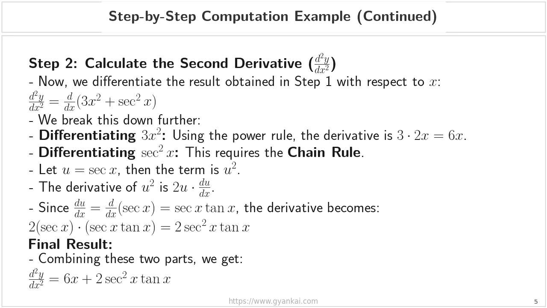Finally, we combine these two results to arrive at our final answer. The second-order derivative of the function is 6x plus 2 secant squared x tangent x. Please take a moment to review this process carefully, as the next slide will highlight some common mistakes students often make during this specific stage of computation.